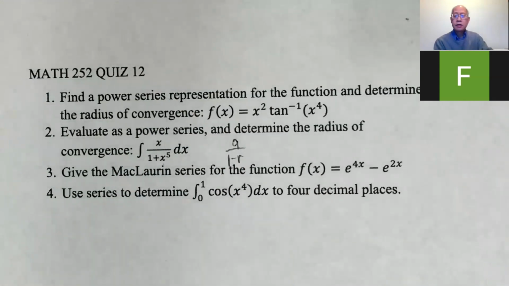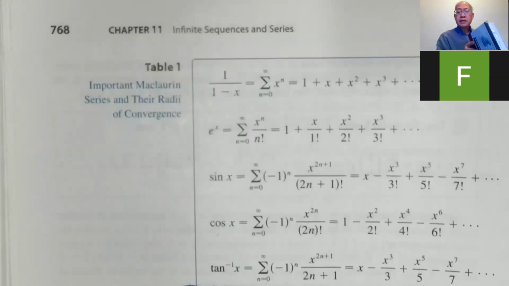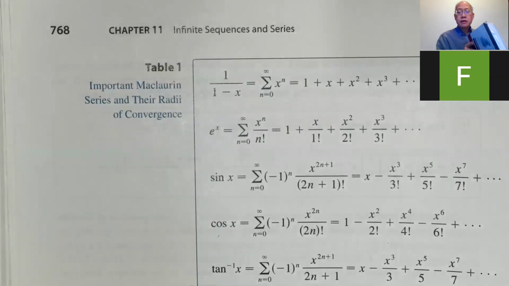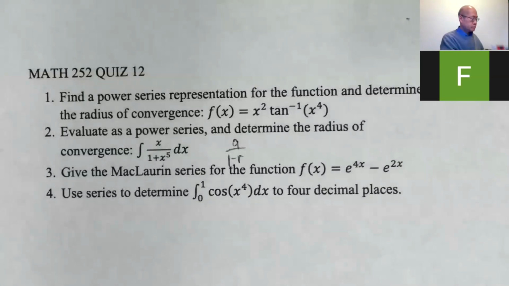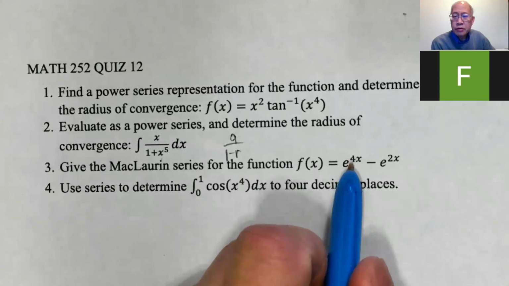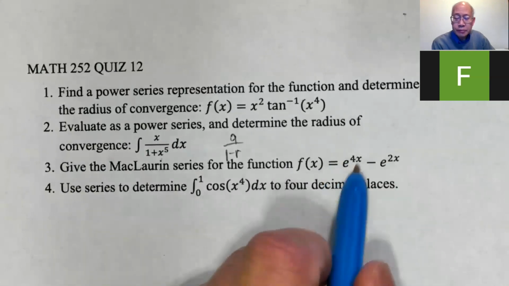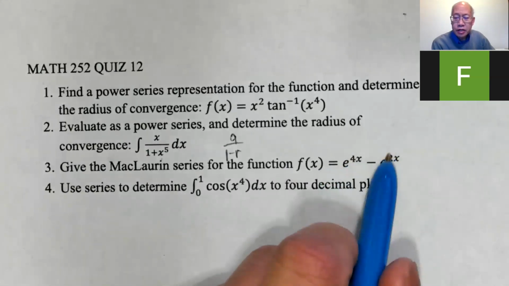Number 3. There's e to the x, right? In the formula, everywhere you see x, replace it with 4x. Everywhere you see x, replace it with 2x. So you get this power series for this, power series for this, and then just subtract.